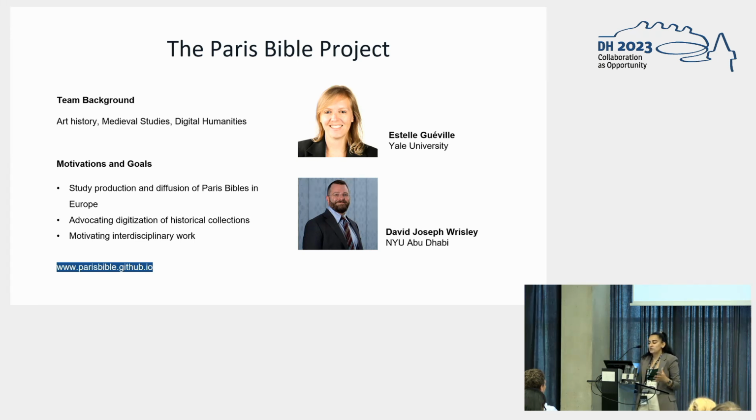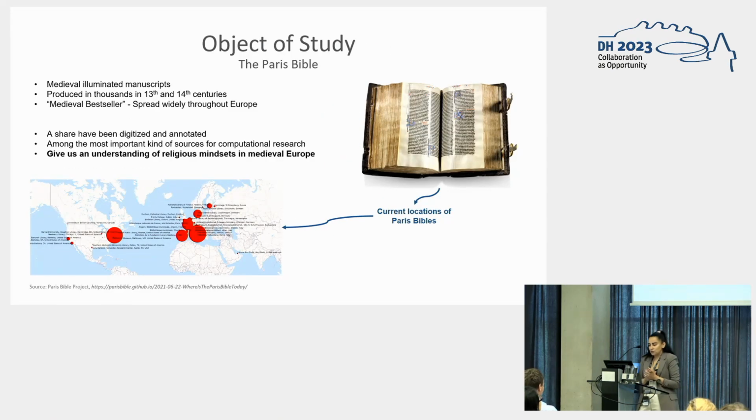And as part of their ongoing research, they were curious about the applicability of machine learning for the detection of biblical figures and their hand gestures. So the name Paris Bible essentially refers to a format or a style of Bible that was standardized around the 13th century, where thousands of Bibles were created and distributed around Europe.